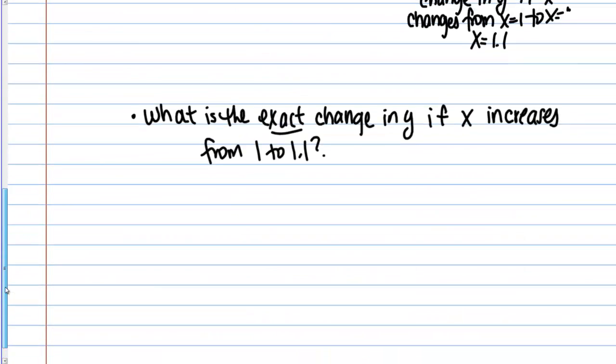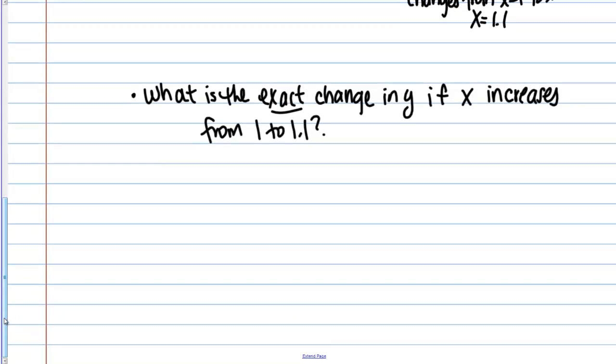Okay, so then let's answer this final question. What is the exact change in y if x increases from 1 to 1.1? Here, instead of finding the approximate change in y, the differential, we want to find the exact change in y. To do that, we need to use this formula. Delta y equals f of x plus dx minus f of x. This will give us the exact change in y.